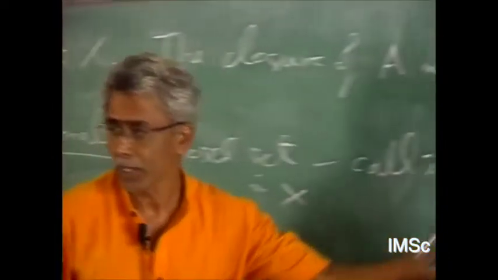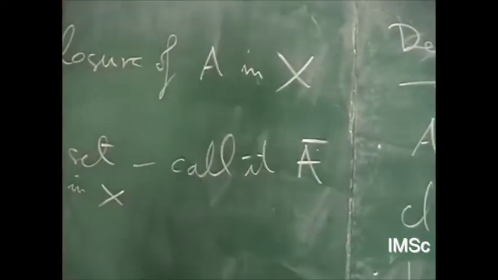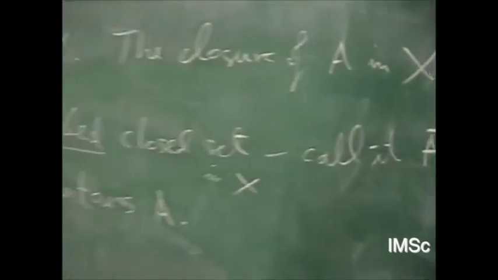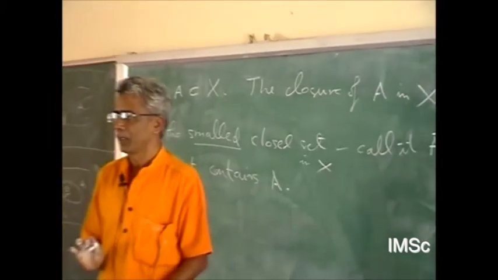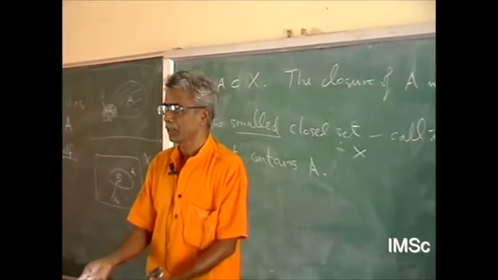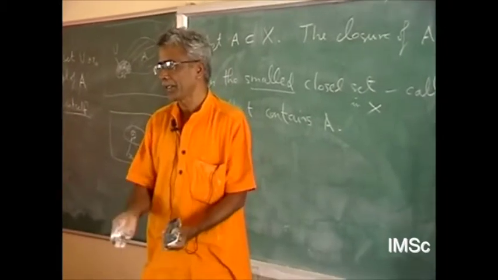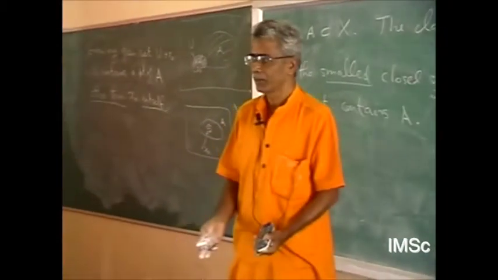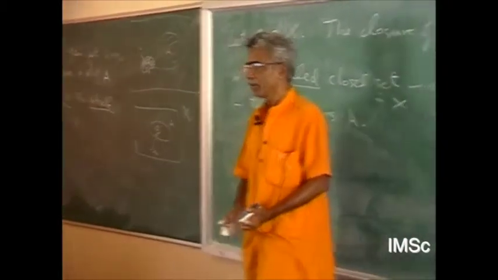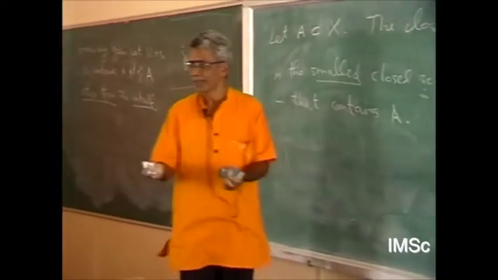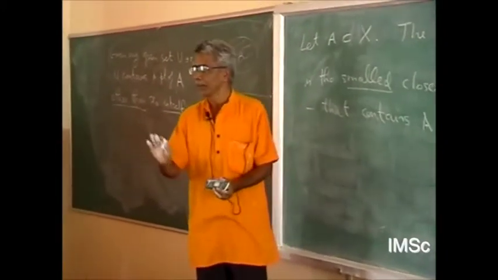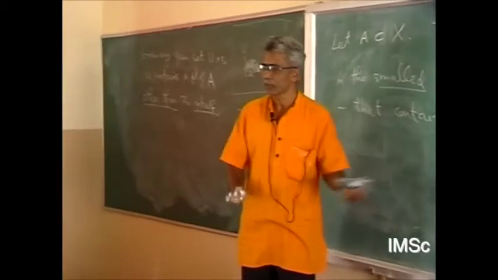For that reason, another way of saying what the closure of A is, is that it is the intersection of all the closed sets which contain A. And that will be automatically closed and it will contain A, but it's the smallest closed set. There are many slightly different but equivalent ways of saying the same thing.